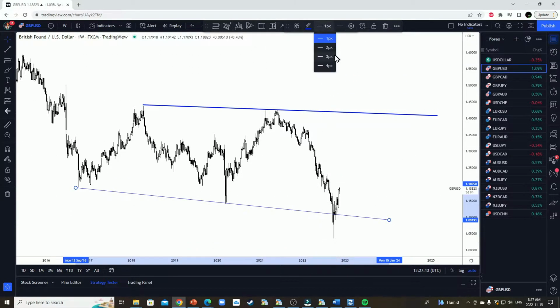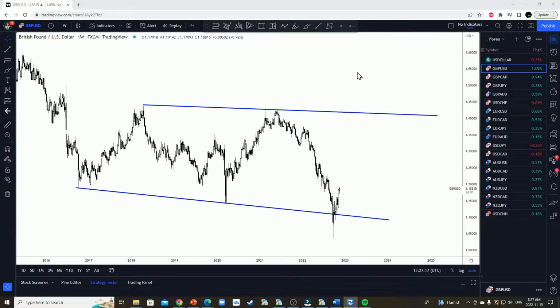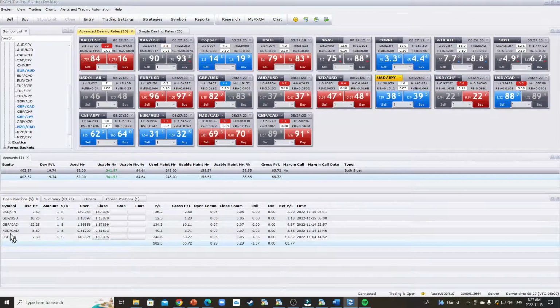So I shorted the, let me see here. I went long, sorry, not shorted. I went long at 1.1869.